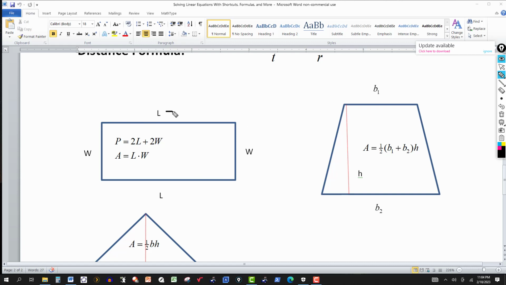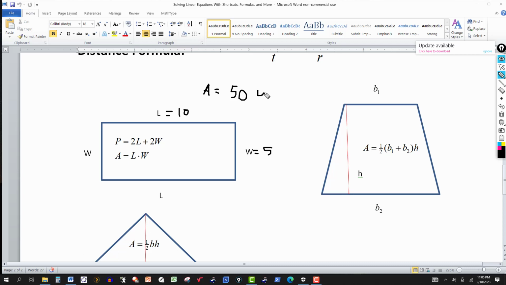Now again, let's say this is the same rectangle. Let's say this is 10. The width is 5. What's the area? Area of a rectangle is length times the width. And this is going to be the same for a square, except for a square, the length and the width are the same. So it's just going to be the one side squared. So if I was going to find the area for this one, that's going to be 10 times 5, which is 50.